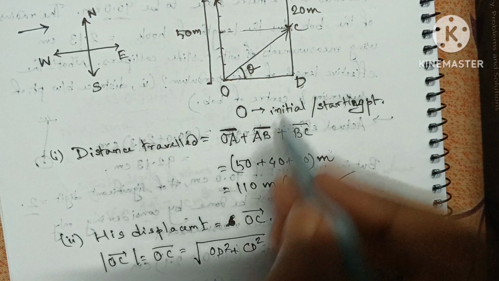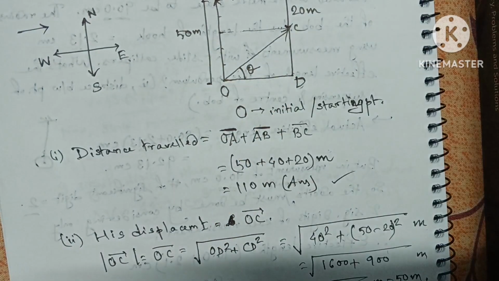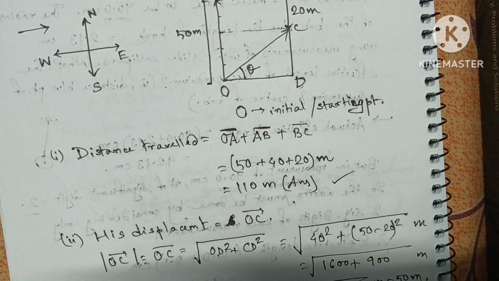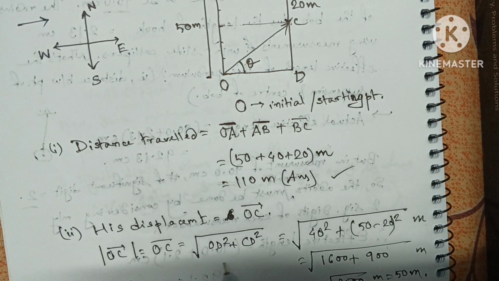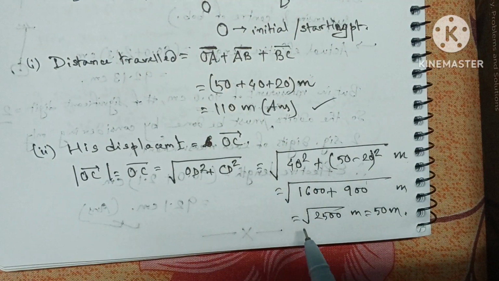Now his displacement is equal to OC, and direction is from O to C, since it is a vector quantity. Its magnitude OC is equal to root over OD square plus CD square from Pythagoras theorem, and by calculating we get its magnitude is equal to 50 meter.